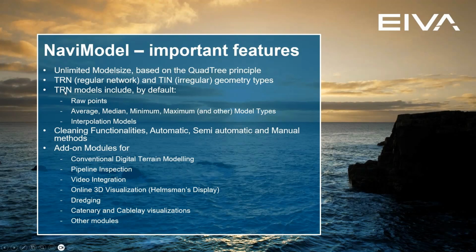The triangulated regular models include by default the raw points. You saw that yesterday. We have the raw points there. You can create average, minimum, maximum, and other surface types or model types. And we can even interpolate the models, that is, filling gaps in a qualified way. We have cleaning functionalities, automatic, semi-automatic, and manual methods. You saw that yesterday. And then we have some add-on modules, conventional digital terrain modeling.